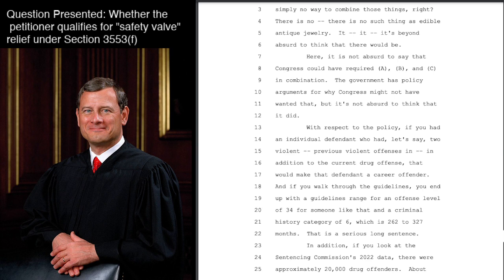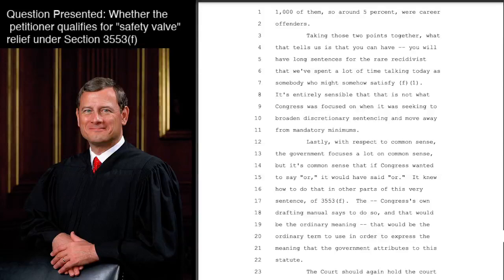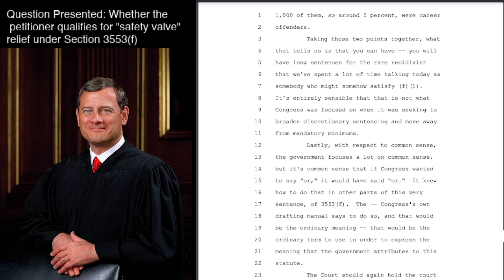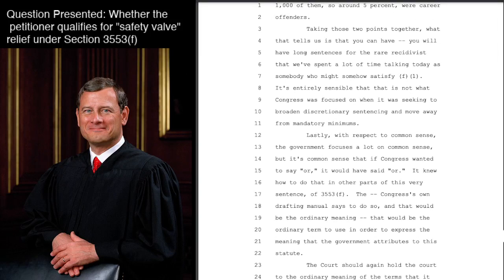In addition, if you look at the Sentencing Commission's 2022 data, there were approximately 20,000 drug offenders. About 1,000 of them, so around 5%, were career offenders. Taking those 2 points together, what that tells us is that you will have long sentences for the rare recidivist that we spent a lot of time talking today as somebody who might somehow satisfy F1. It's entirely sensible that that is not what Congress was focused on when it was seeking to broaden discretionary sentencing and move away from mandatory minimums.